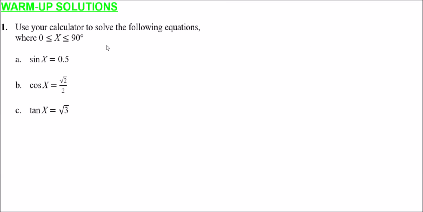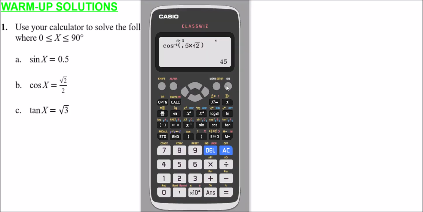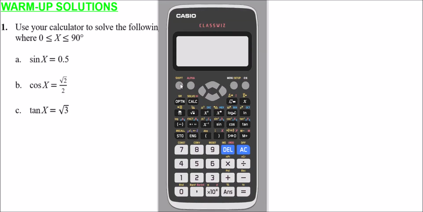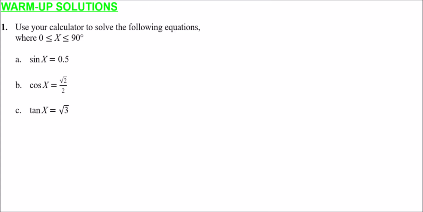So question 1, use your calculator to solve the following equations where big X is some acute angle. So first of all, we have sine big X equals 0.5. So let's get our calculator ready here. So simply just shift sine and then 0.5. This will tell us the principal value of big X. And so here we can see that X would have to be equal to 30 degrees. So simple as that, X equals 30.